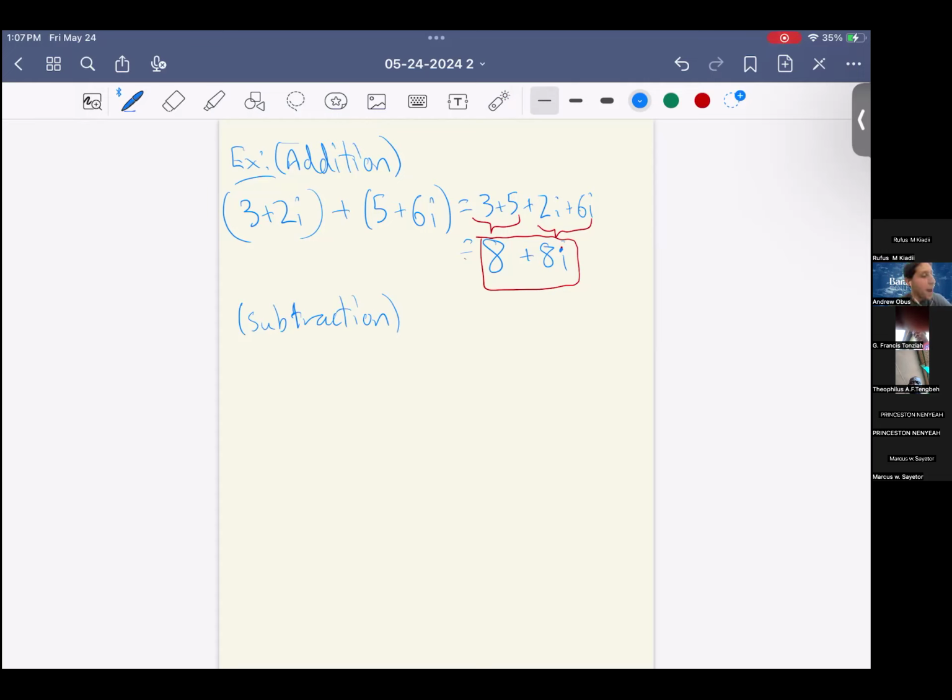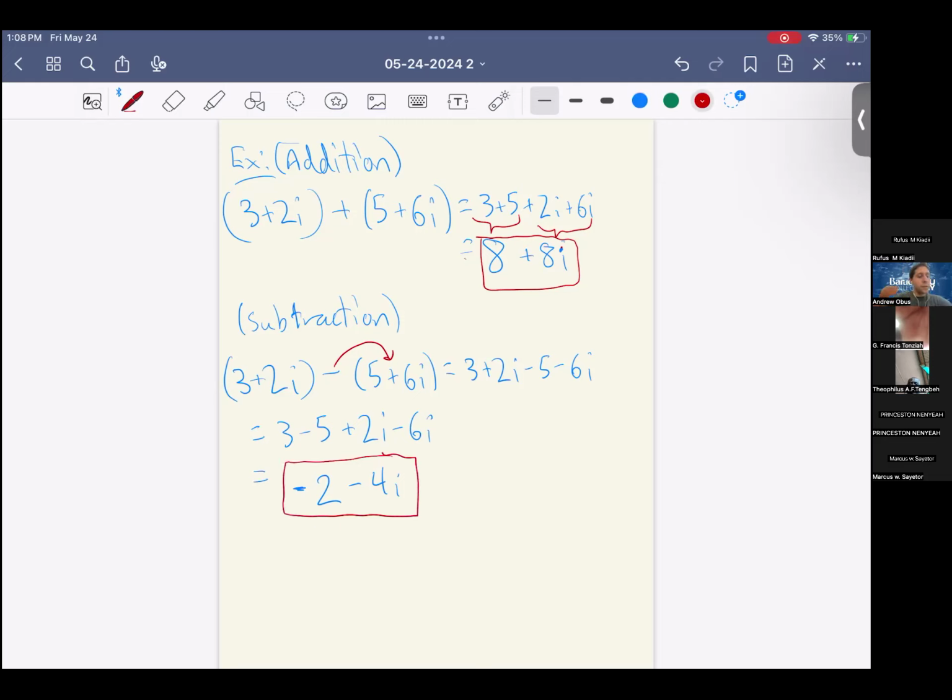So subtraction, similar idea. Let's use the same two numbers: 3 plus 2i minus 5 plus 6i. What is that? Well, we use the distributive law here, so the minus applies to both terms: 3 plus 2i minus 5 minus 6i. Now we can separate the real parts and the imaginary parts. So it's 3 minus 5, and then 2i minus 6i. The 3 minus 5 becomes minus 2, and the 2i minus 6i becomes minus 4i. And so this is the answer.